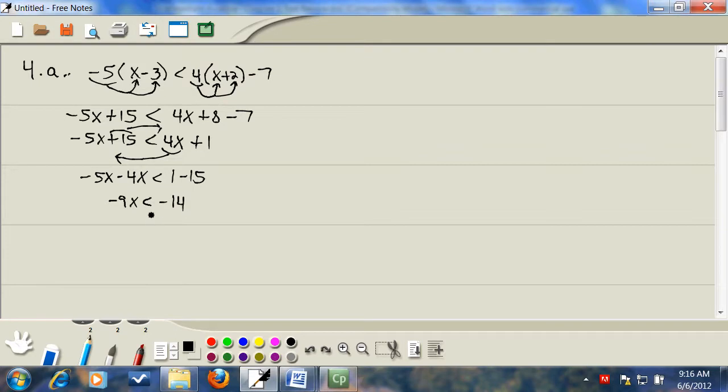And last step, divide both sides by the number in front of your x, which is a negative 9. Now since we're dividing by a negative number, we're going to flip the inequality symbol. The less than becomes a greater than. Now over here, the negative 9s will cancel. And we got x is greater than, and negatives will cancel there. X is greater than 14 ninths.